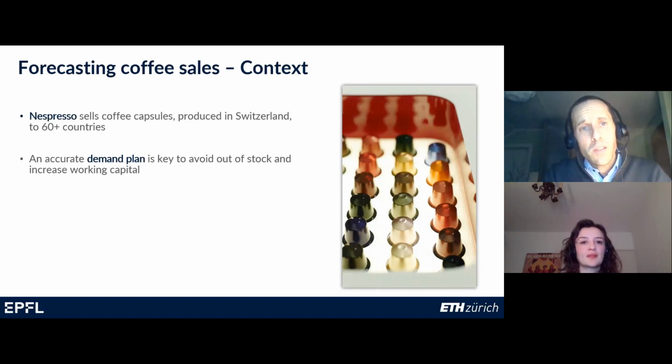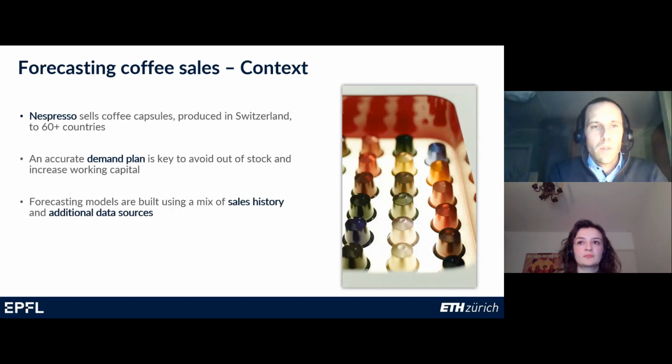All this process of building the forecast is part of the demand planning team, which is itself part of the supply chain. There is a lot of discussion between supply chain, salespeople, and finance people to agree on these numbers, what the forecasts are for the next months, and to agree that this is the real quantity that people are going to order, because this is important to know how many capsules you are going to send to different countries in the world.